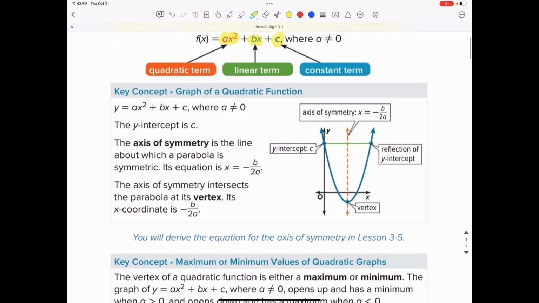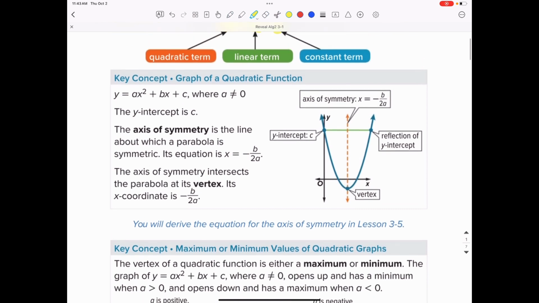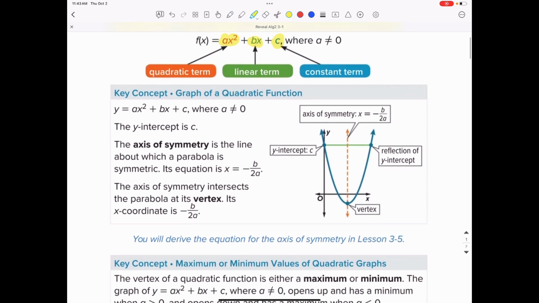We are going to spend a lot of time graphing. Every value a, b, and c does have a specific meaning. In a quadratic equation, the y-intercept is the c value. In linear equations, it's the b value, but in a quadratic equation, the y-intercept is the c value.